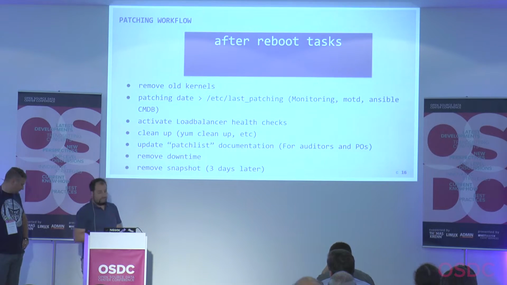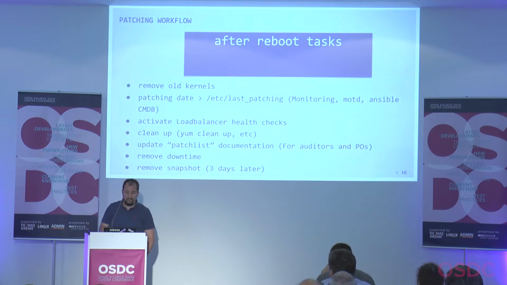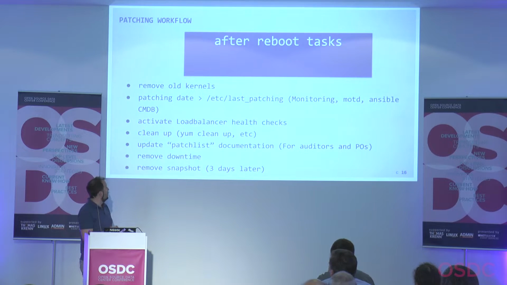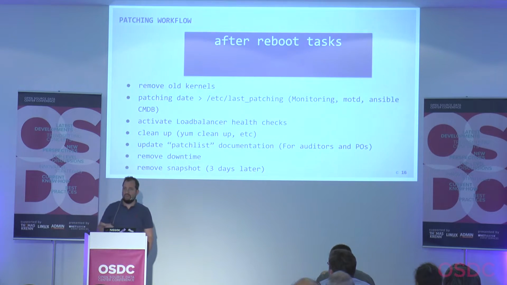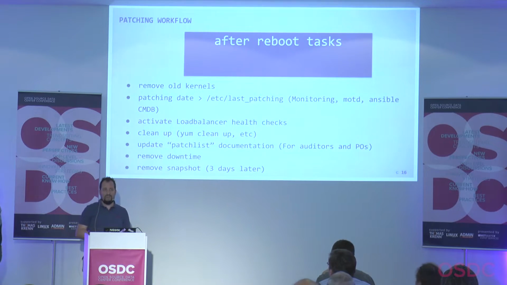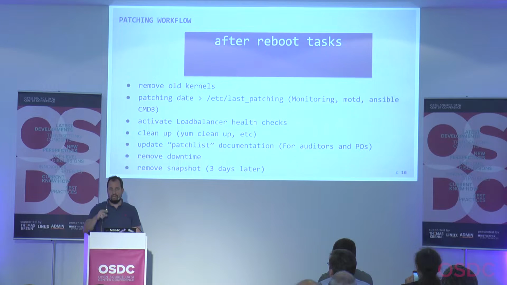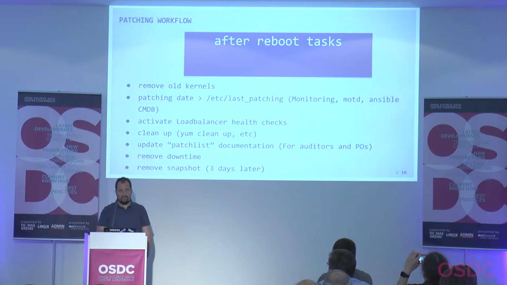What we then do, we have a lot of after-reboot tasks as well. For example, we remove old kernels. Qualys is also alarming security if you have an old kernel installed. Ansible can do that as well. So we keep the active running kernel and the prior one on the machine, and every other one we delete automatically because we don't need it.